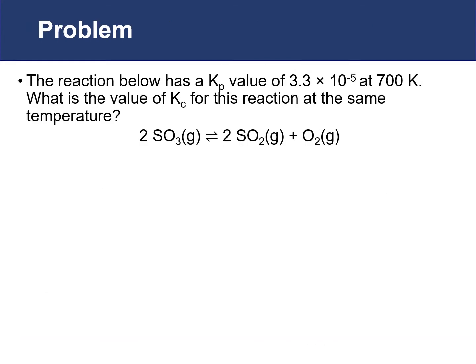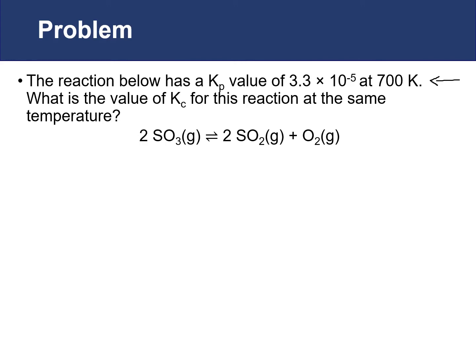Let's look at a problem, how we can convert between Kc and Kp. So we have a reaction listed below. SO3 goes to SO2 plus O2. And we have a Kp value at a particular temperature. Now, our equilibrium constants are temperature dependent, so the only way that we can do this is if the two values that we're trying to compare are at the same temperature, which they are. So the reaction below has a Kp value of 3.3 times 10 to the negative fifth at 700 Kelvin. What is the value for Kc for this reaction at the same temperature?